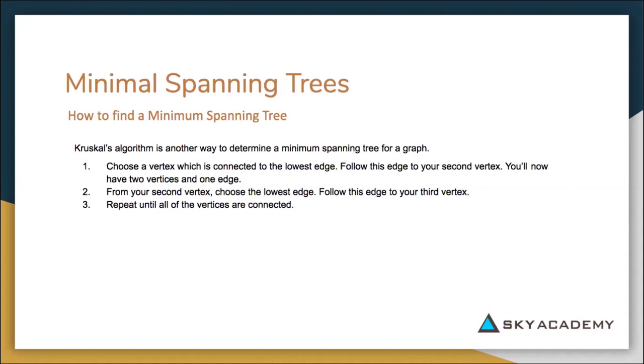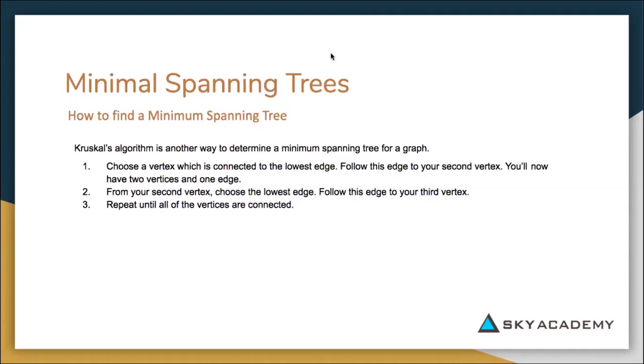So that means you'll have two vertices and one edge. Then you have to choose the next lowest edge and you connect this one. And so then you'll have an edge, three vertices, and you need to repeat this until all the vertices are connected. So now I'll show you what this algorithm means through sharing my whiteboard with you.